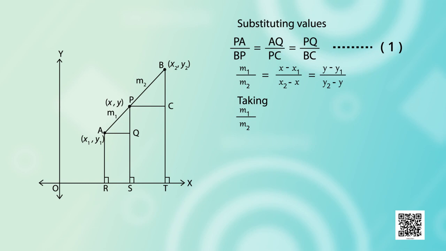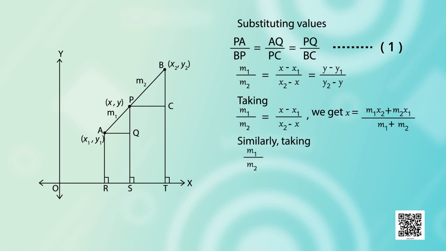So m1 upon m2 is equal to x minus x1 upon x2 minus x. So we get x is equal to m1 x2 plus m2 x1 upon m1 plus m2. Similarly, m1 upon m2 is equal to y minus y1 upon y2 minus y. So we get y is equal to m1 y2 plus m2 y1 upon m1 plus m2.